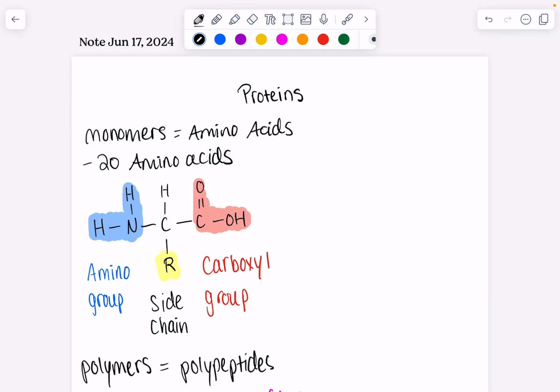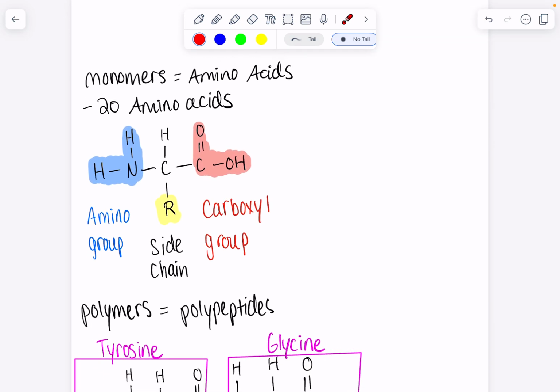So we went over carbohydrates in our previous video, and so we will go over the monomers and the polymer form of proteins first. Remember that the monomers of proteins are called amino acids, and there are 20 different types.